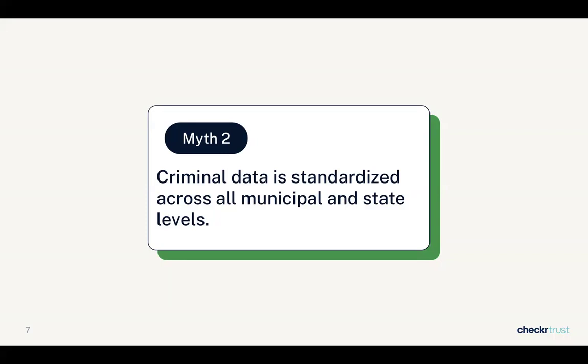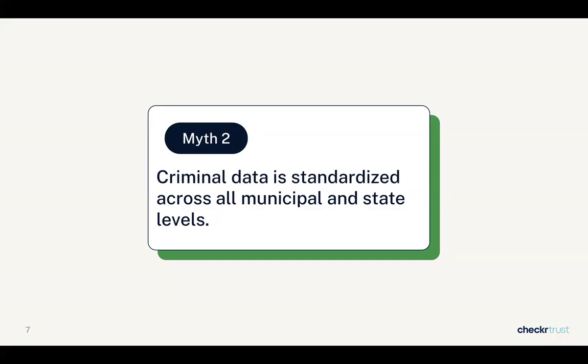Criminal data is standardized across all municipal and state levels. Now, this is probably the most surprising thing that I've learned once joining Checkr Trust. There's actually no such thing as a national criminal database that the government maintains, government in quotes. In fact, every state and every municipal level catalogs and codes their criminal charges differently. What this means is that the same type of charge in California could be a completely different code in Oklahoma or in Nebraska. And that makes it very difficult to leverage criminal data because you don't know if you're looking at the same type of code or the same type of charge or the same severity.